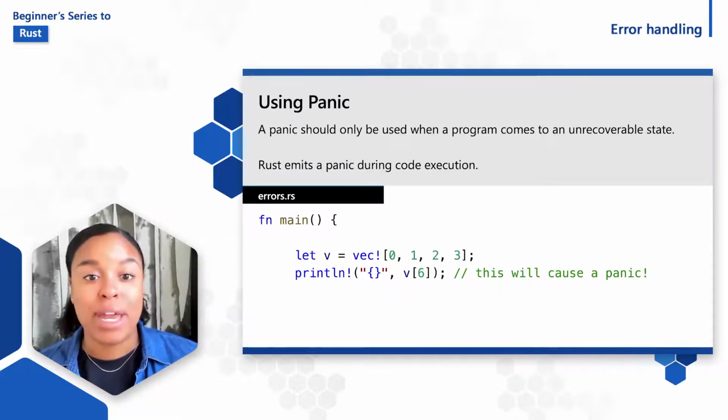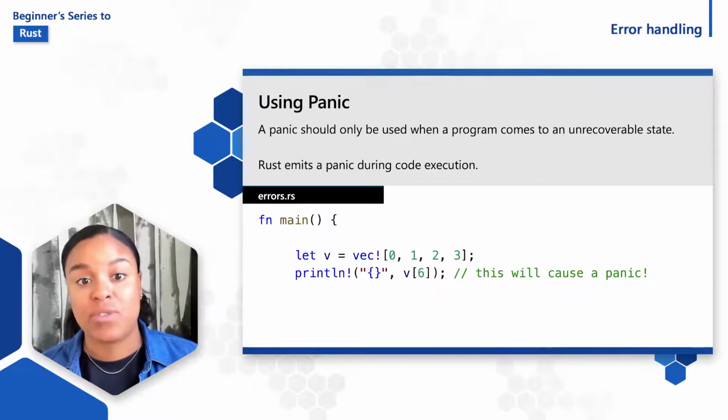Rust can also emit a panic on some operations, such as division by 0 or an attempt to access an index that isn't in an array, a vector, or a hash map. Take, for example, this piece of code. Here we have a vector with items 0, 1, 2, and 3, and then we try to print out the value of v at index 6. This will cause a panic because there is no v of index 6. The maximum index that we have in this vector is 3.